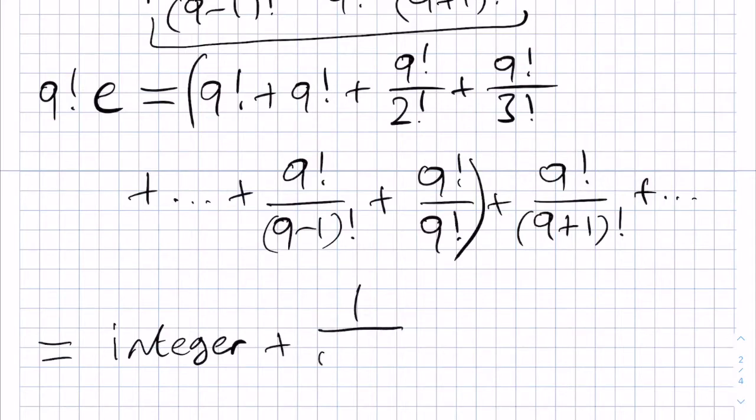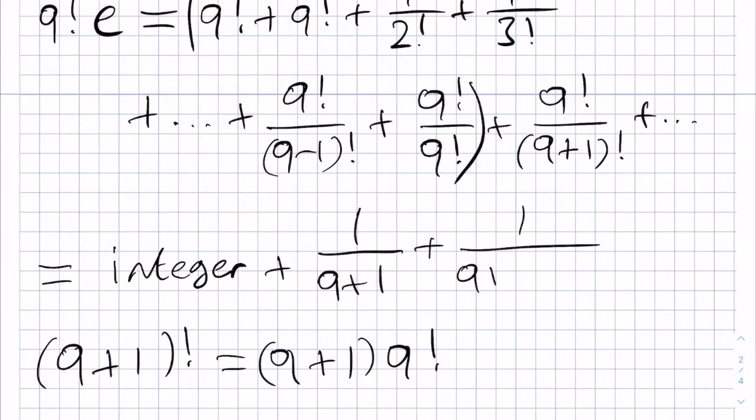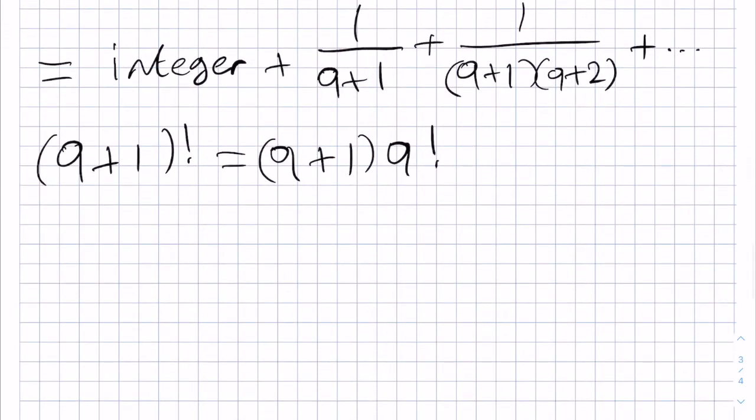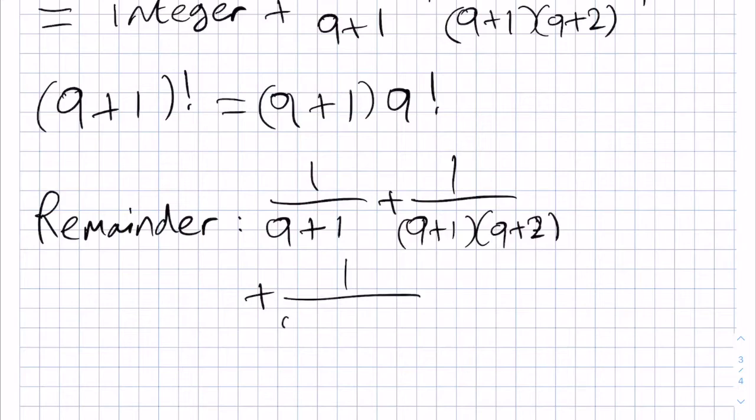the next term here, which gives us 1 over q plus 1 by expanding q plus 1 factorial as q plus 1 times q factorial, and hence dividing out the q factorials. The next term would be 1 over q plus 1 times q plus 2, and then so on. So if we look at the remainder terms, i.e. the terms that we have after this certain integer at the beginning, then we have 1 over q plus 1 plus 1 over q plus 1 times q plus 2. The next one would be 1 over q plus 1, q plus 2, q plus 3, and hopefully you can see how the series continues.